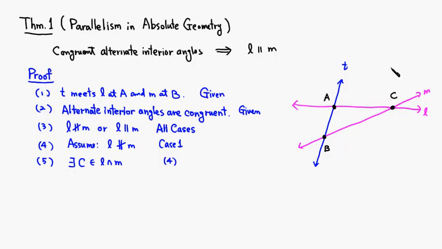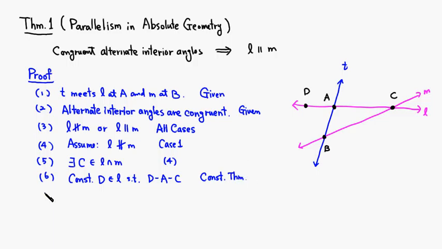Then for reference, I'm going to construct point D. Construct point D on line L such that the betweenness condition is D-A-C. So we have a point somewhere over here, D. This is just a construction theorem.